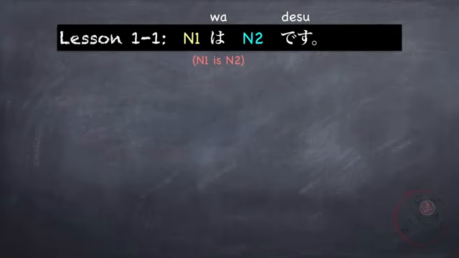So remember this pattern because this is the basic structure or order in constructing Japanese sentences. N1 wa N2 desu. Of course, N2 can be a verb, an adjective, or a noun. But remember this pattern because we will use this all throughout our lessons. So let's take a look at some examples.